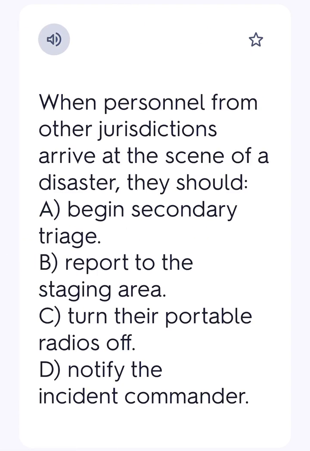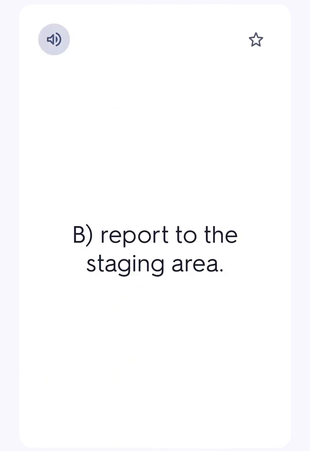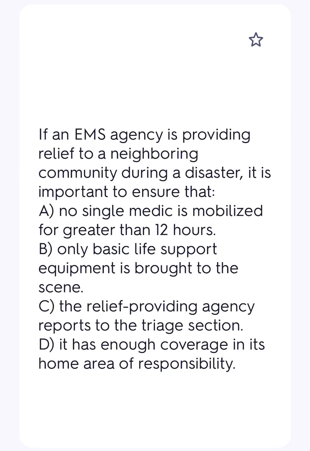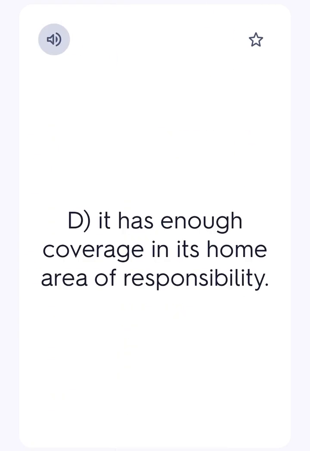When personnel from other jurisdictions arrive at the scene of a disaster, they should A. Begin secondary triage. B. Report to the staging area. C. Turn their portable radios off. D. Notify the incident commander. B. Report to the staging area. D. It has enough coverage in its home area of responsibility.